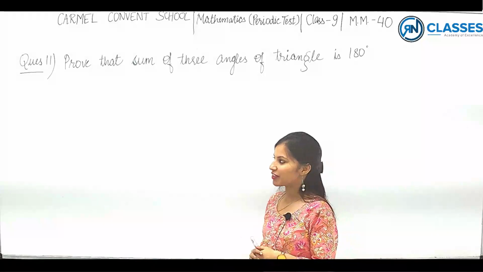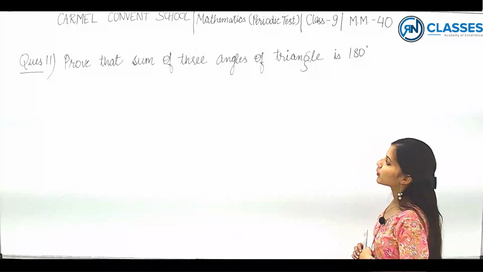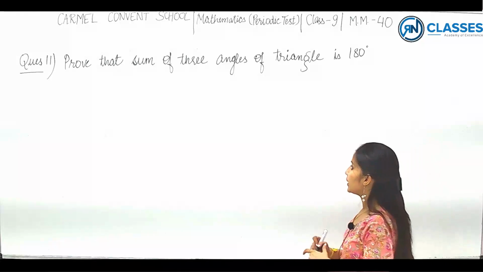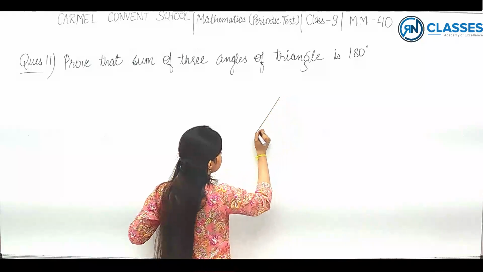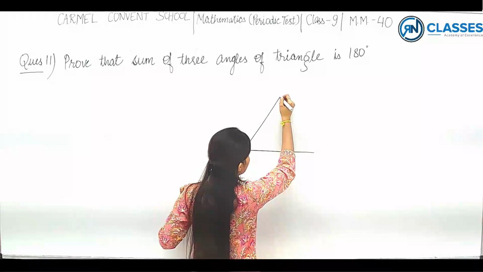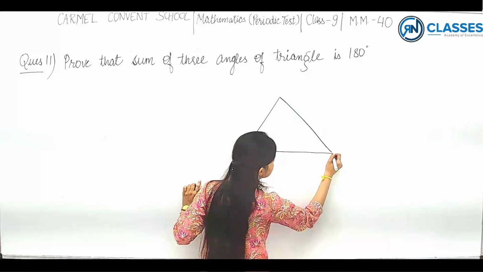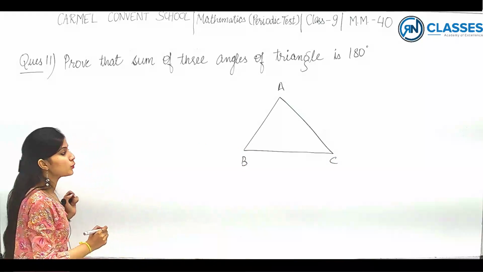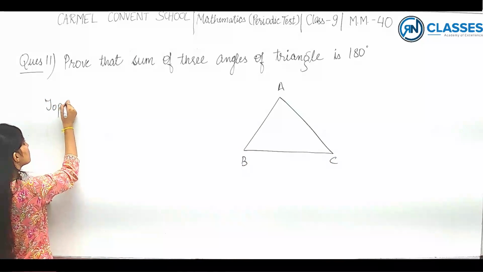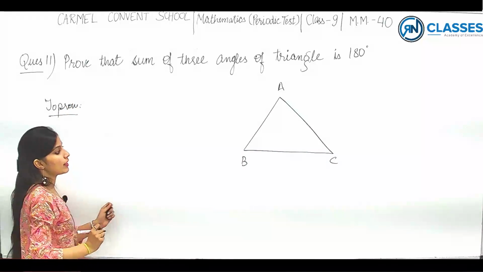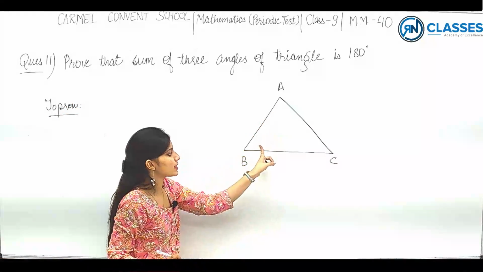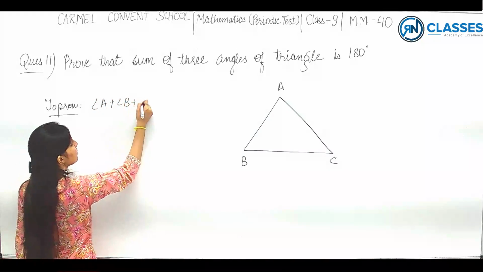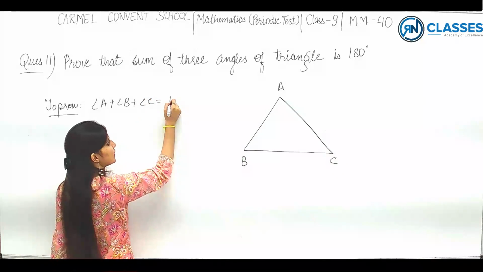So let's move to the subjective part. Question number 11. Prove that the sum of three angles of a triangle is 180 degrees. Means we are given a triangle ABC. This is triangle ABC. We need to prove that sum of its three angles, that is angle A plus angle B plus angle C, is equal to 180 degree.